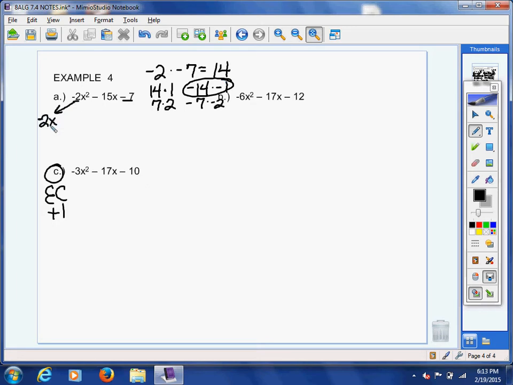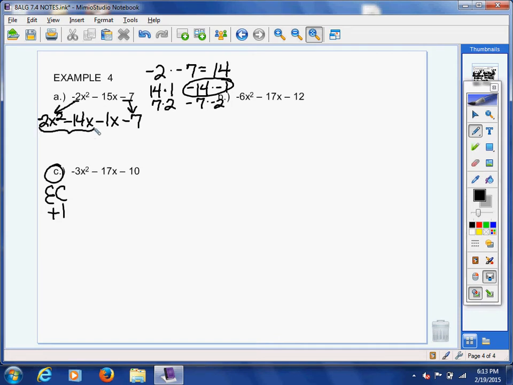Okay, so let's drop down the -2x squared, and let's put -14x minus 1x, and then we'll drop down that -7 here. We've created that 4-term polynomial, all done intentionally so we can factor by grouping. So let's go ahead and do just that.